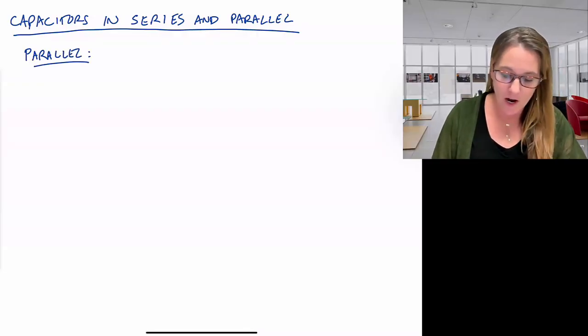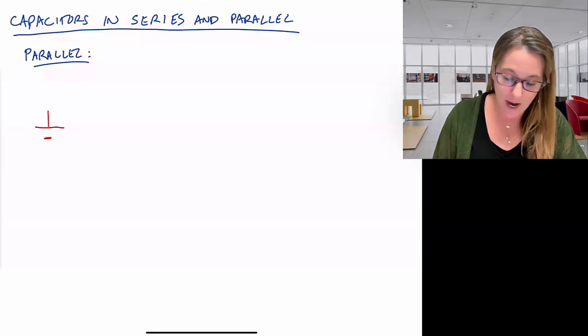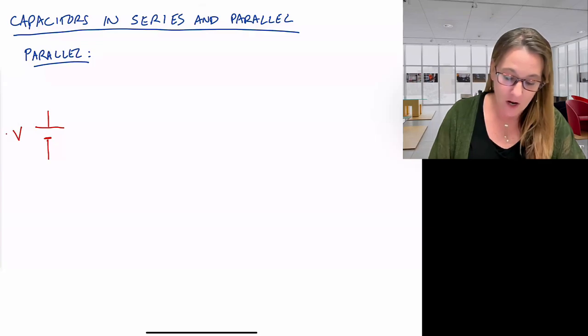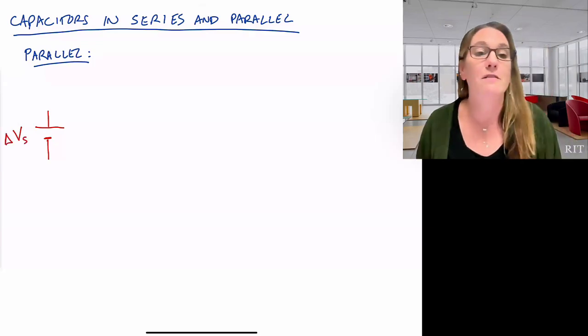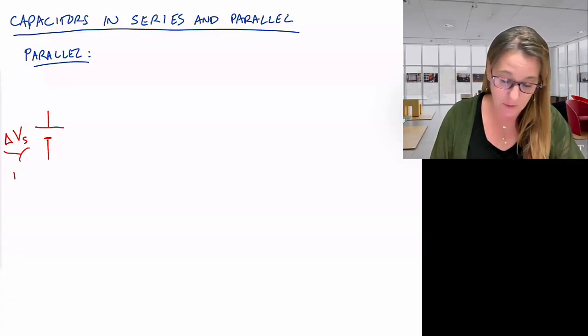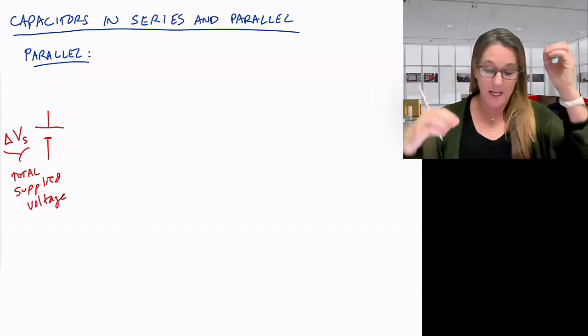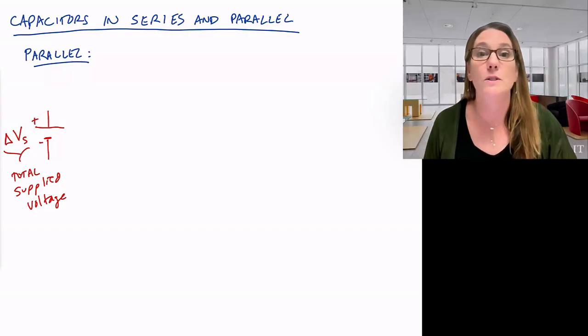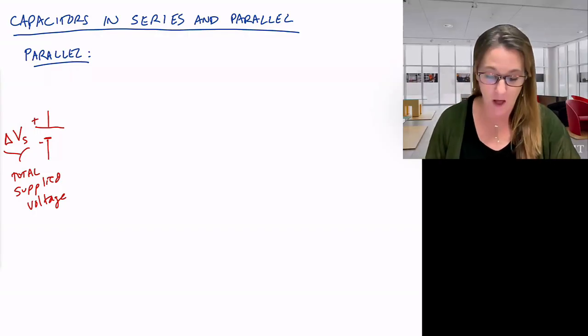So remember that we're going to have some voltage source. This could be a voltage of a battery or a power supply. So I'm going to call that the voltage, the delta V across my voltage source. So that's the total supplied voltage. Remember that that's essentially creating a hill between our positive side and our negative side. And that symbol is just the symbol for a battery or a power supply.